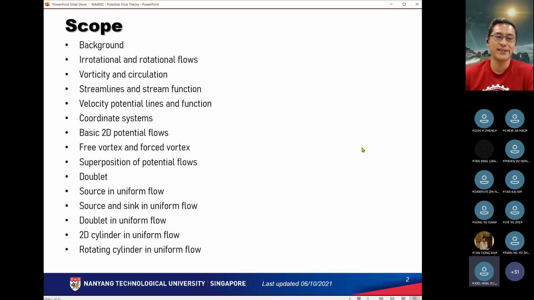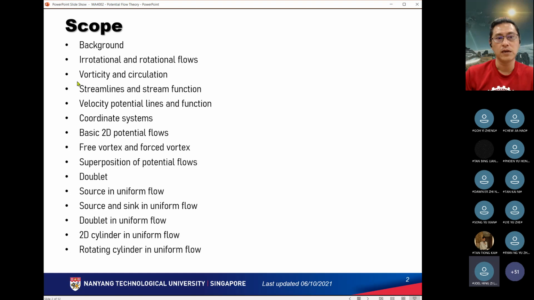I know it's quite a list, but maybe I'm just being too meticulous. Don't worry. The scope of this chapter will cover some background with respect to potential flow theory, when we can use it and when we should not use it. What do we mean by irrotational flow and rotational flow? It's not so simple. When it comes to rotational flow, we're not simply talking about flows that seem to rotate. There are other considerations to be made.